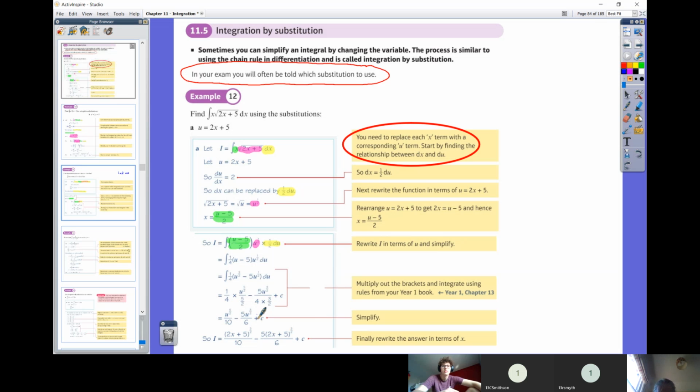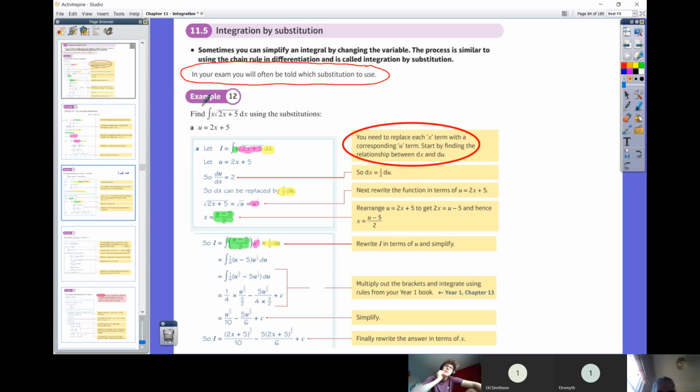Finally, u is something we've artificially introduced, so at the end we need to replace our u's with 2x plus 5 to give us this final integral. What you'll find with these is you will need to do quite a bit of practice to get into the swing of things. But in short, it's just substitution. Everything in terms of x has to be replaced by everything in terms of u, then you integrate, and then you substitute x back in.